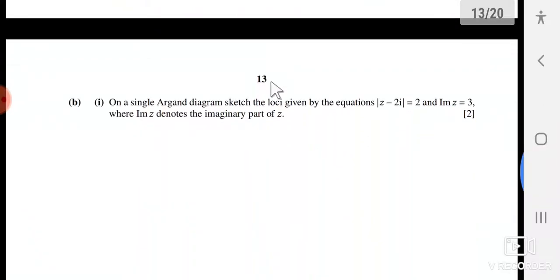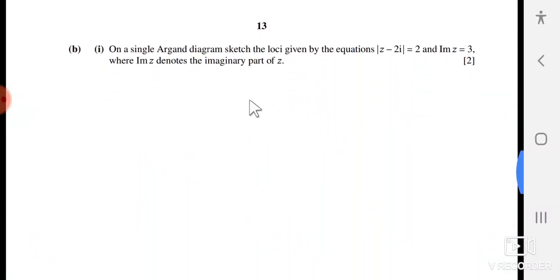Okay, so I'm moving toward the next part of this question. On a single diagram, sketch the loci given by this equation. This is the locus of a circle where the center is (0, 2) and the radius is 2, and Im z equal to 3 means y equal to 3. So you need to plot these two loci on the given Argand diagram.